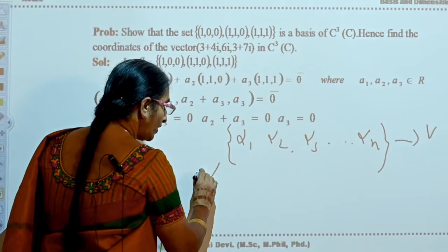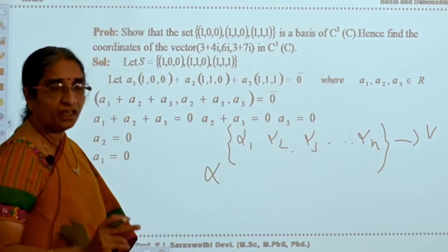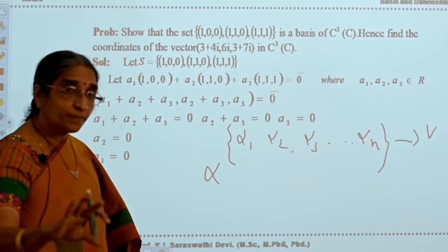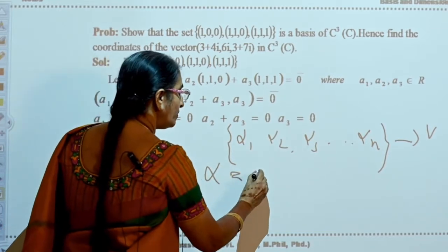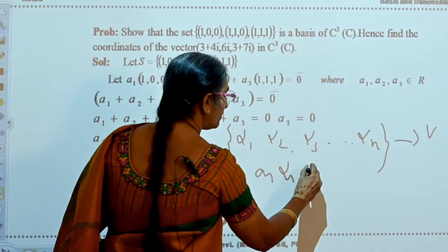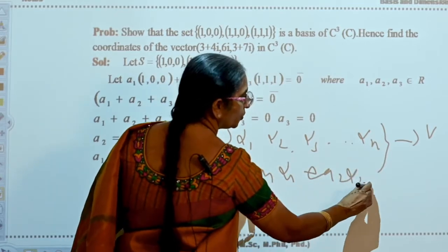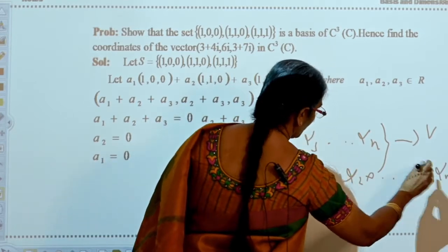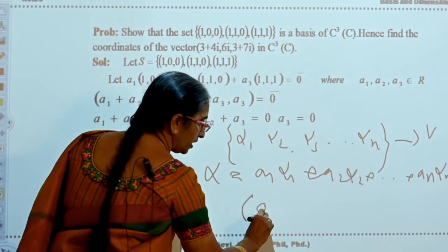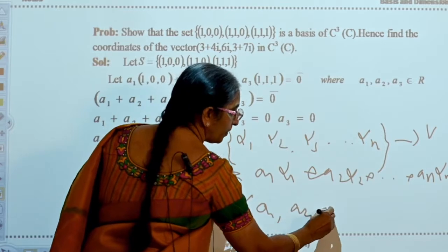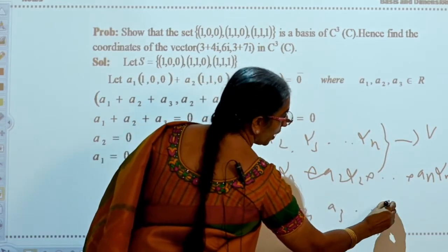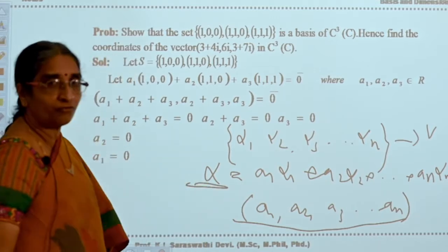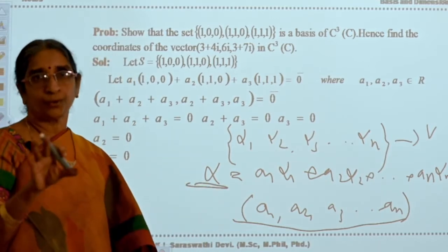Suppose alpha is any vector in V. Any vector in V can be expressed as a linear combination of its basis elements. So, alpha will be equal to A1 alpha 1 plus A2 alpha 2 plus so on plus An alpha n. Then the constants A1, A2, A3 and so on An are said to be the coordinates of alpha, and they are unique, we proved in the theorem.